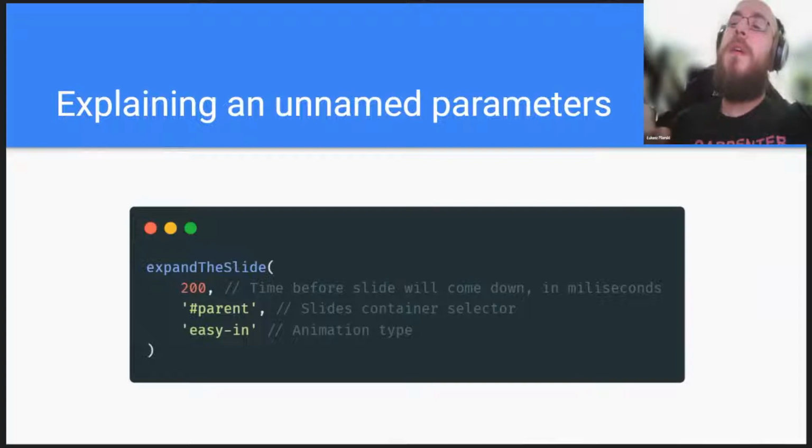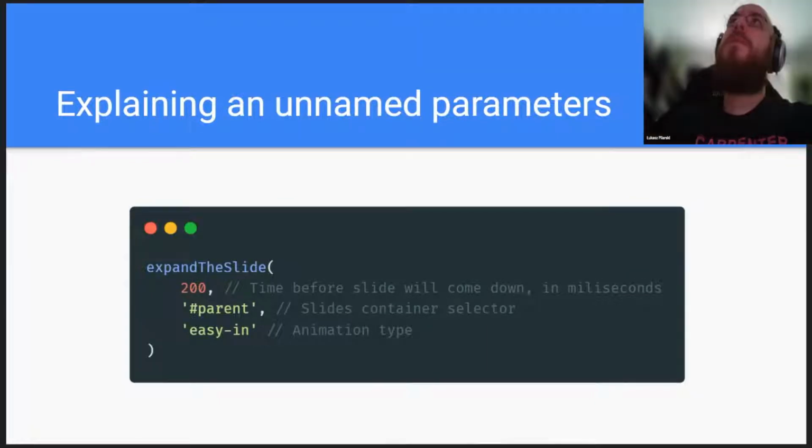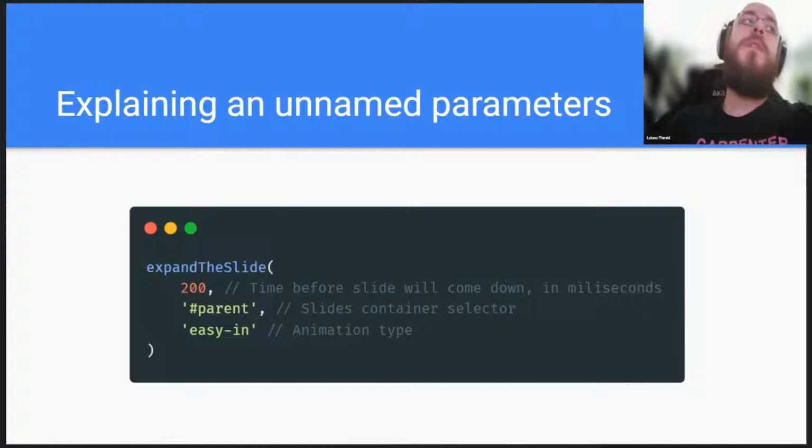You can't go with something like expand the slide, timeout equals 200, because JavaScript doesn't work like that. So in this specific case, the user had to comment on all of these parameters because otherwise it would be hard, without reading the source code, to understand what it is. Now, this is a very specific example because here we are looking at code that doesn't really need comments because it can be written in a way that doesn't require comments.